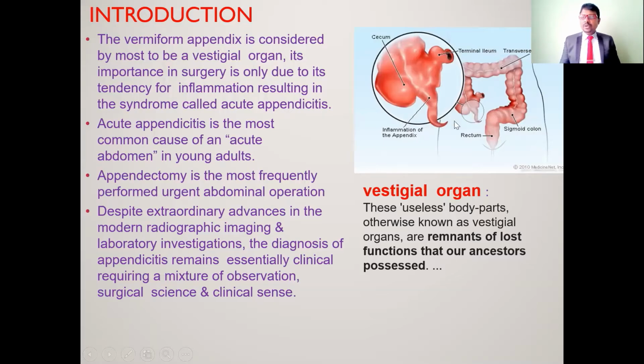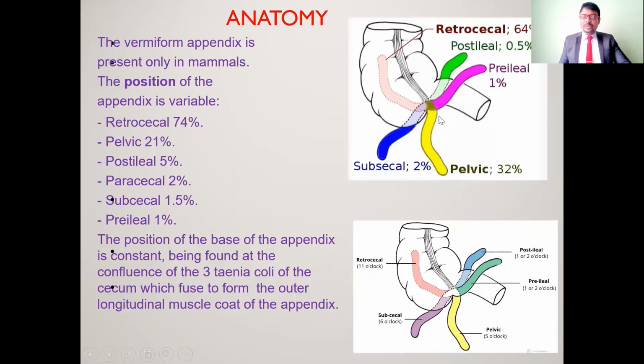These positions are going to be altered, and this varies from person to person. The vermiform appendix is present only in mammals. So the position of the appendix is variable, and different positions are seen in different persons.